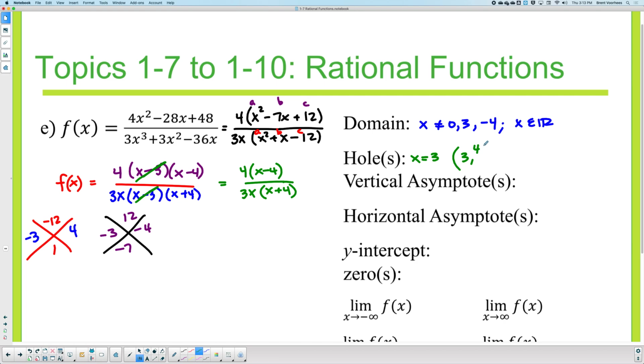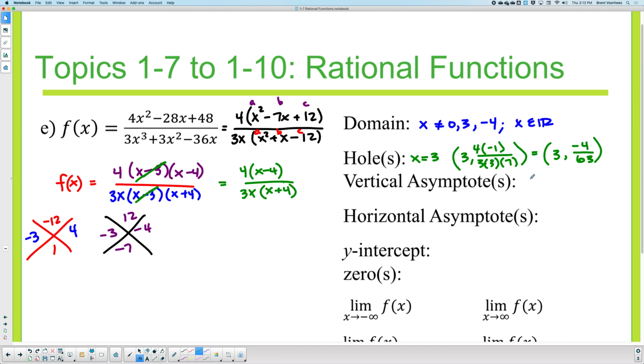So it's going to be 4 times, let's see, 3 minus 4 is negative 1. I'm plugging in 3 is what I'm doing. And here it'd be 3 times 3. I'll do parentheses, 3 times 3. And then this 3 plus 4 is 7. So what does that equal? That'll be 3 comma negative 4 over 3 times 3 is 9, times 7 is 63. Negative 4 over 63.